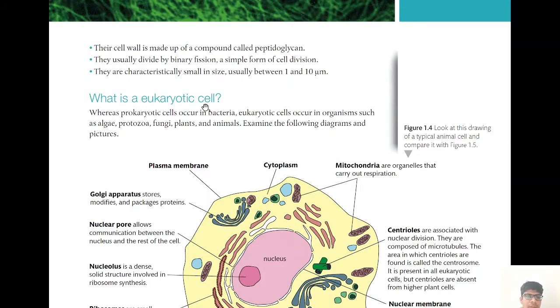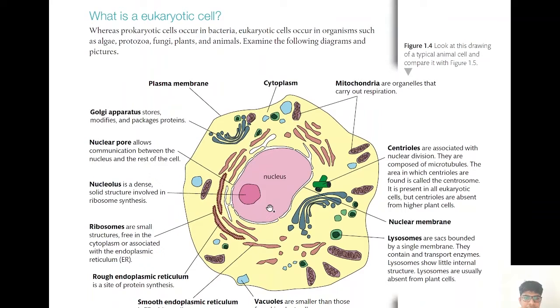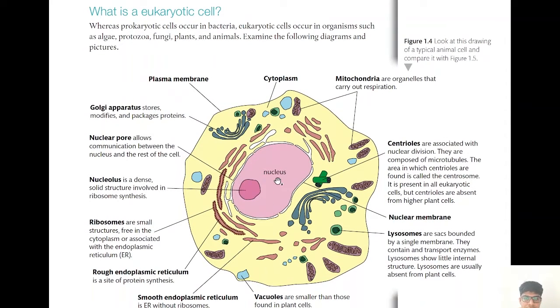And now, what is a eukaryotic cell? Whereas prokaryotic cells occur in bacteria, eukaryotic cells occur in organisms such as algae, protozoa, fungi, plants, and animals. Now examining the following diagrams and pictures. So this is a eukaryotic cell. Here we have the nucleus with the nuclear membrane surrounding it. Here we have the nucleolus, a dense solid structure involved in ribosome synthesis. And here we have the Golgi apparatus, which stores, modifies and packages proteins, and nuclear pores, which allow communication between the nucleus and the rest of the cell.